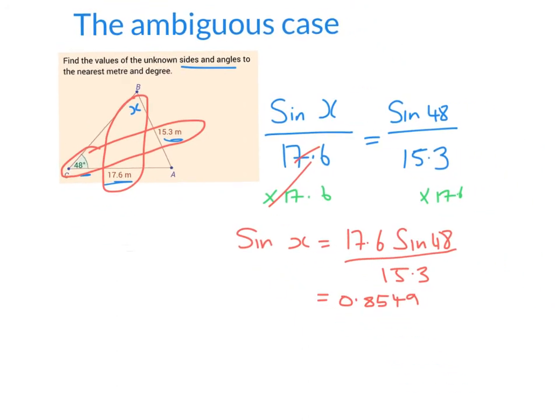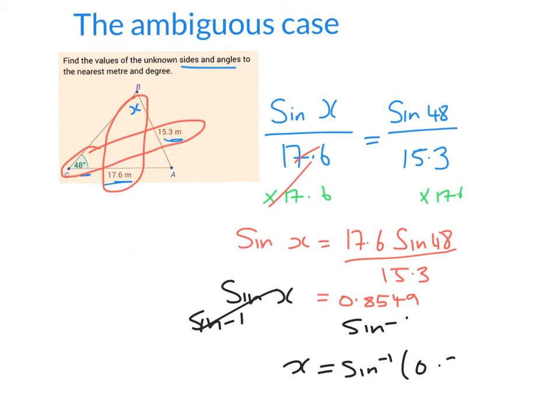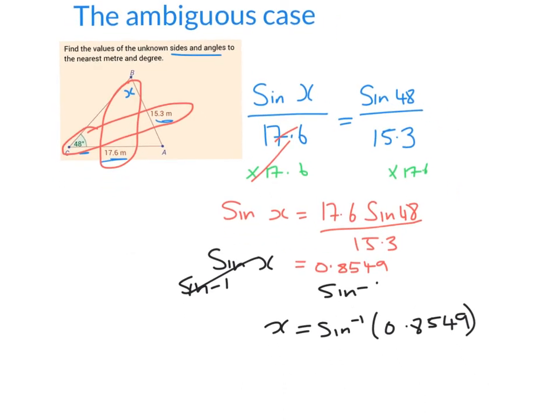And remember that that is sine of x, but we're not asked about sine of x. We want just x. So sine to the -1 on both sides. So I'm going to get x is equal to sine to the -1 of 0.8549. And then I'm going to get x equals, to the nearest degree, 59 degrees.